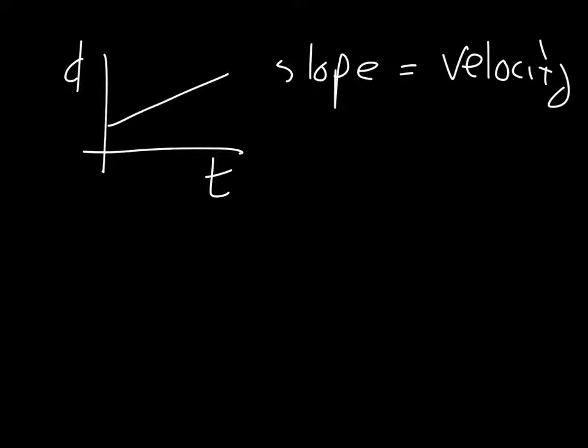Now, is this a constant velocity or a changing velocity? Constant. How do you know? Because the slope is constant. Slope is constant, so straight line. Straight line means slope is constant, so constant velocity. Okay? So that is kind of the basis of where we're going from here on out. So now let's look at another graph.